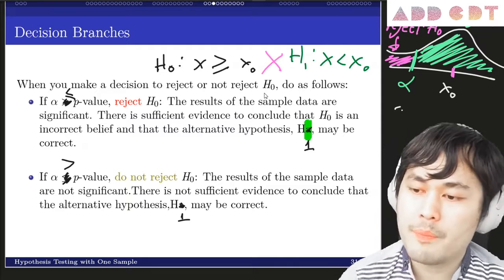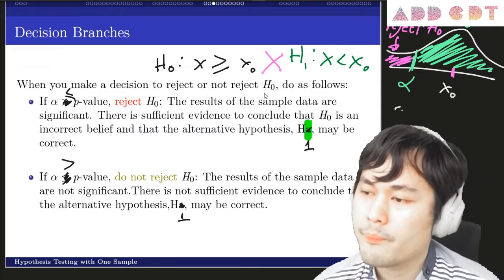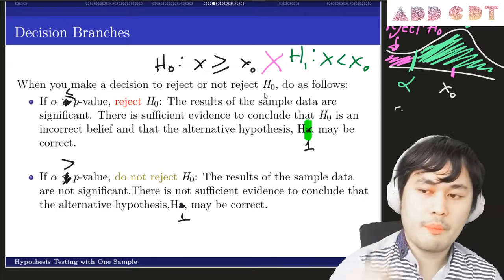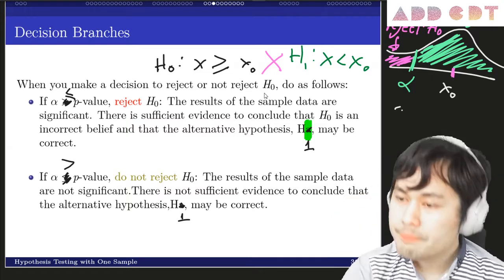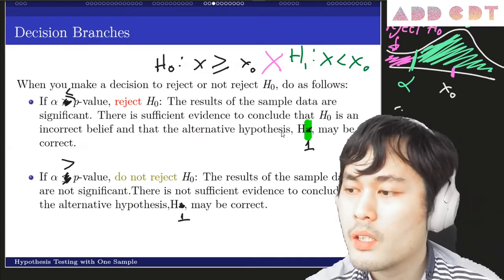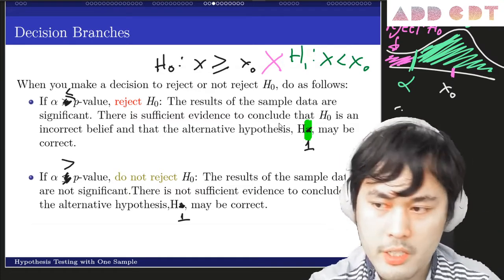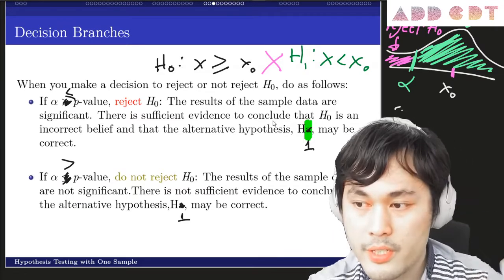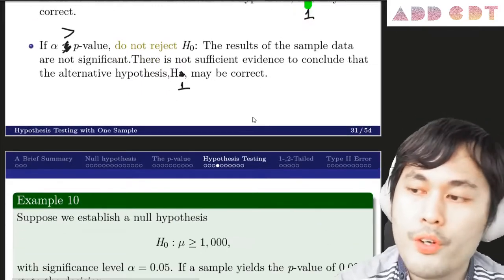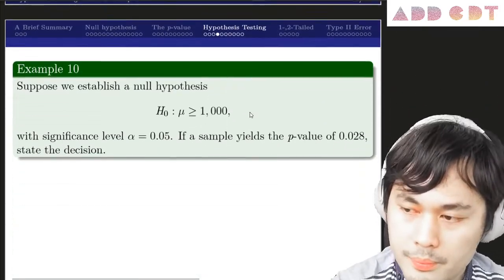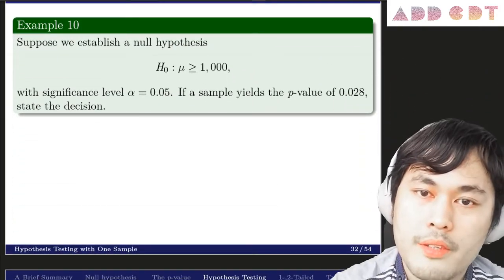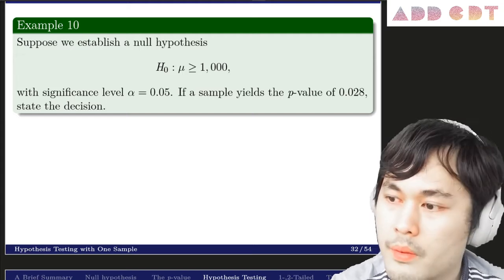So once we have the p value, and once we compare that p value to the alpha, we can conclude our decision on whether we want to reject or not reject the original null hypothesis. So let's take a look at one example here.